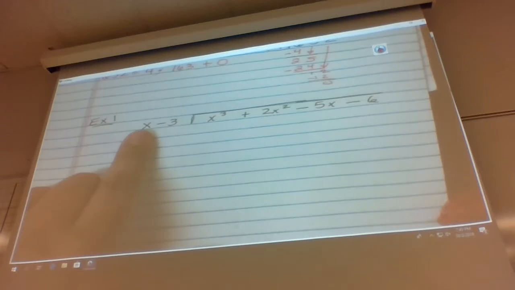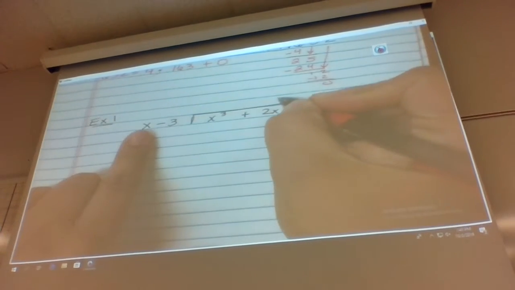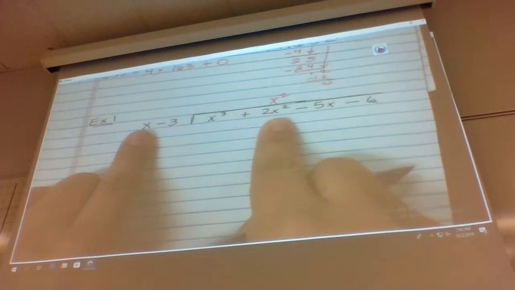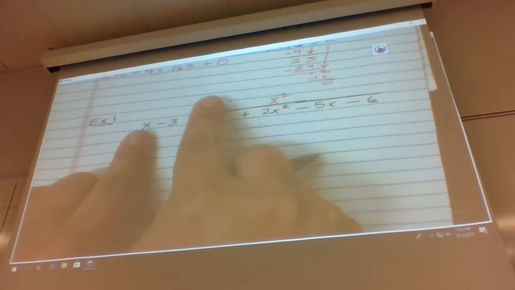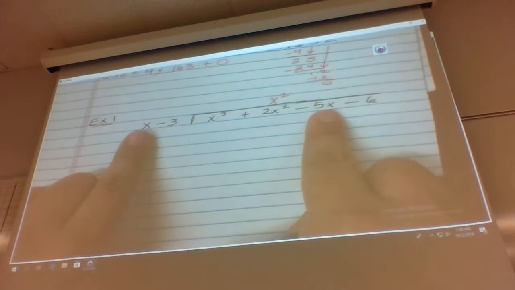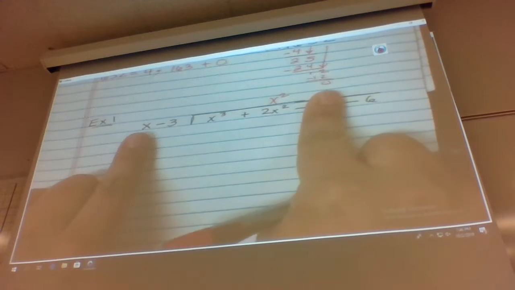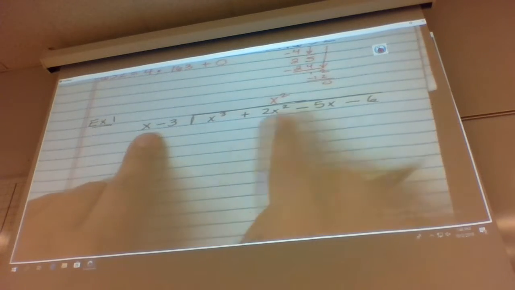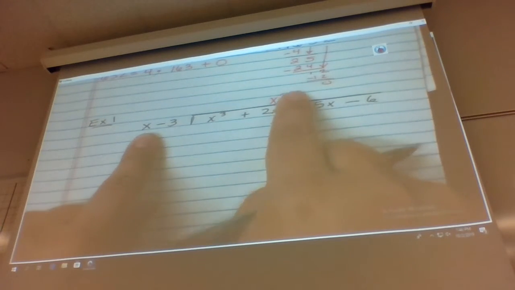You're going to put your x to the second up here, because this is where your x to the seconds go. If my answer would have been an x cubed, then it goes on top of this. If my answer would have been an x, it goes here. If it's just a number, it goes there. So, we're saying x times x squared.